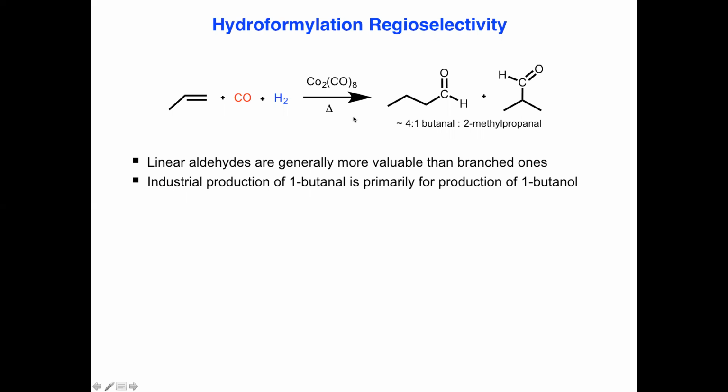Fortunately, using most catalysts, you tend to get much higher amounts of butanol than 2-methylpropanol out. And so you get about 4 parts butanol to 1 part 2-methylpropanol. Oftentimes, this will be talked about in hydroformylation catalysis in terms of a linear to branched ratio, our linear aldehyde to our branched aldehyde. And so with these typical cobalt catalysts, somewhere around 4-to-1 is going to be a pretty typical linear to branched ratio. But people in industry would really like to be able to get that much higher so that they're not wasting 20% of the product that comes out.